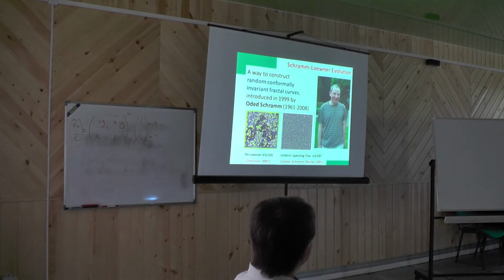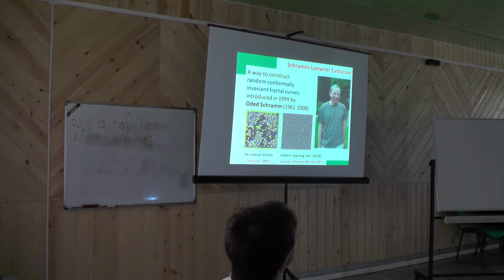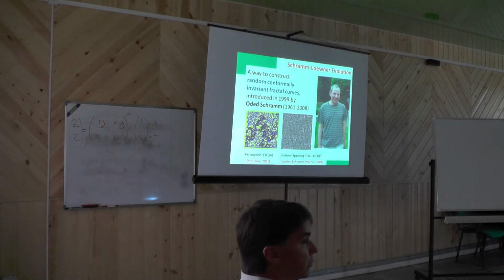It's a way to construct random conformally invariant fractal sets, and it was introduced 15 years ago by Schramm, who was a really outstanding Israeli probabilist who worked first in Israel at Weizmann and then at Microsoft Research in the United States. Unfortunately, he died in a hiking accident very young. And SLE, the Schramm-Loewner evolution, is a one-parameter family of random curves which essentially describe all scaling limits of domain walls.